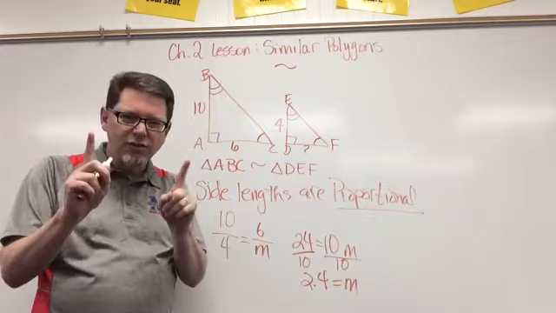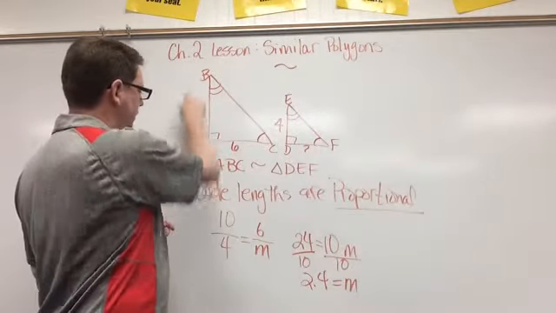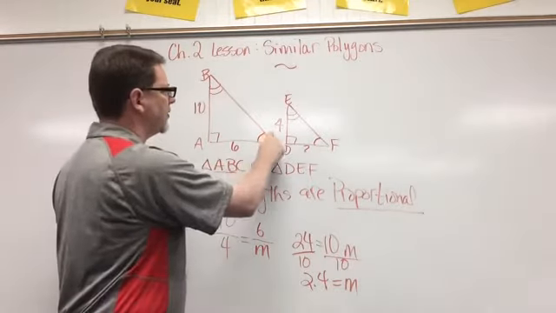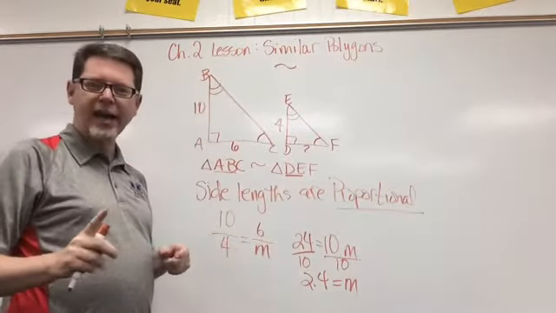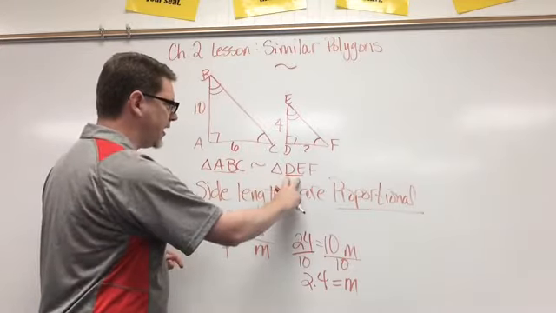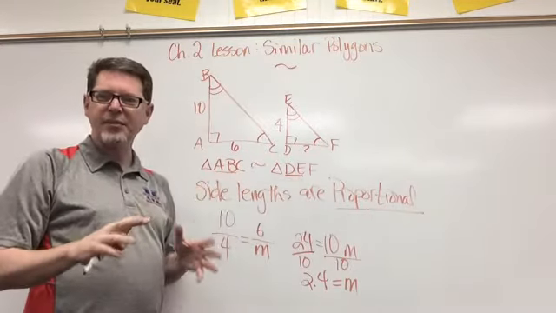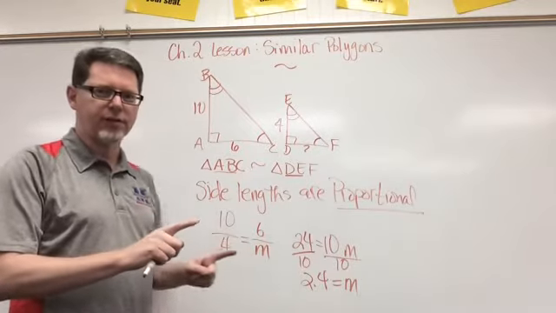Now let me show you a little crazy hint. What is the length of 10? AB. And what is the length of 4? DE. Holy cow. The corresponding sides are in the same position in the name of the triangles. Oh, let's make sure that happens.